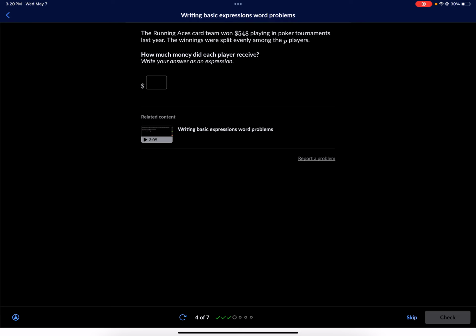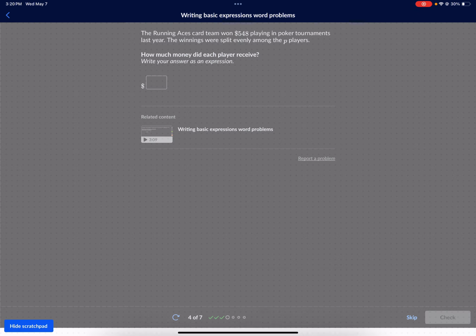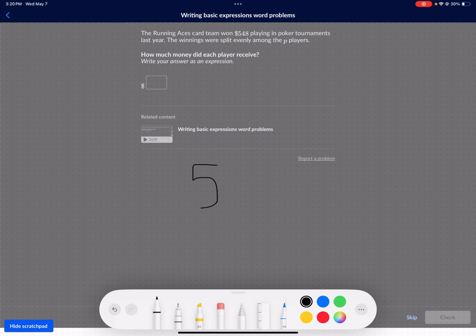Okay, the Running Aces card team won $548 playing in poker tournaments last year. The winnings were split evenly among the P players. How much money did each player receive? Write your answer, explain the question. Okay, so they're evenly split among P, which means that we're going to get a value that will distribute evenly.